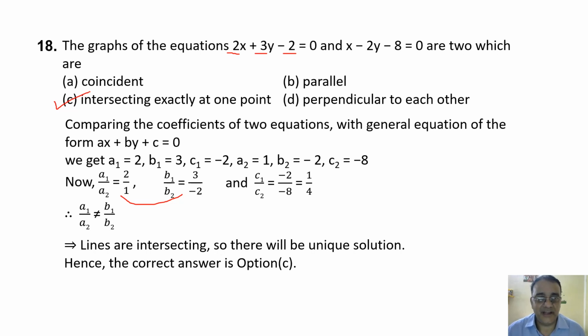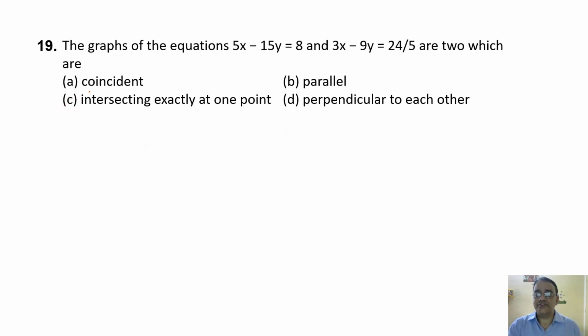Now we are moving to question number 19. The graph of the equations 5x minus 15y equals 8 and 3x minus 9y equals 24 by 5 are two lines which are dash. Again we write a1 b1 c1. a1 is 5, b1 is minus 15, c1 is minus 8, as we have to shift it to this side. a2 is 3, b2 is minus 9, c2 is minus 24 upon 5.